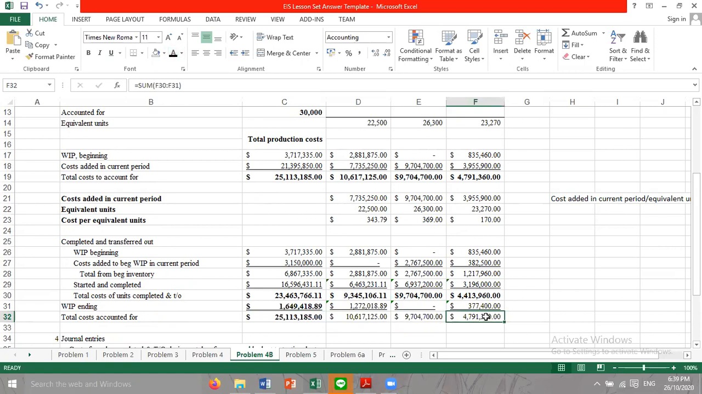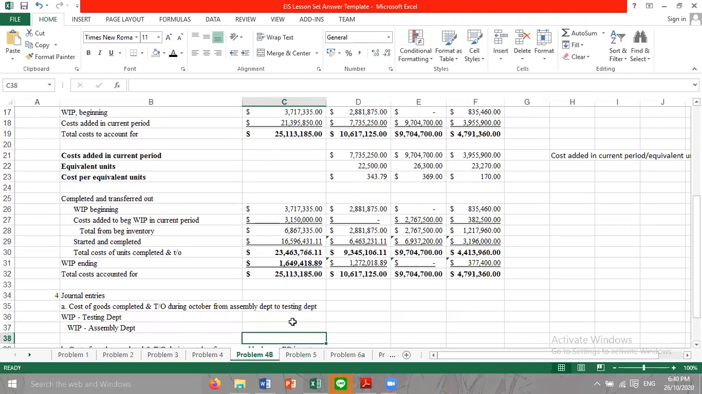Now, as you can see, the total cost accounted for must be equal to the total cost to account for. If it's not equal, there must be a mistake somewhere. But just because it's equal doesn't mean it's necessarily right, since the allocation might be somewhat wrong. But in essence, to get the answer right, you need to at least get the total cost to account for and total cost accounted for to be equal. All right, next, we're going to journal entries once again.